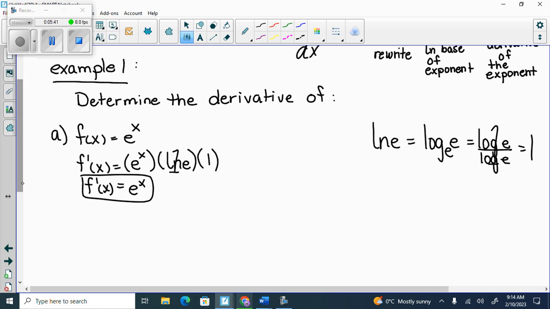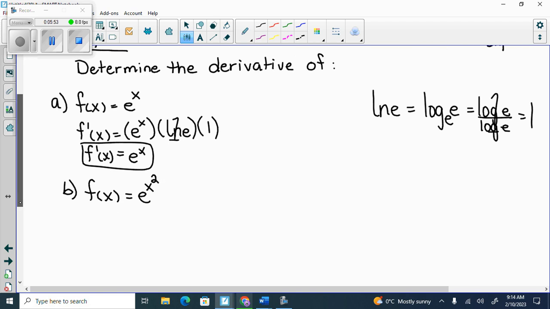Okay, what if it's not just e to the x? Is that e to the x squared? Yeah. e to the x squared.